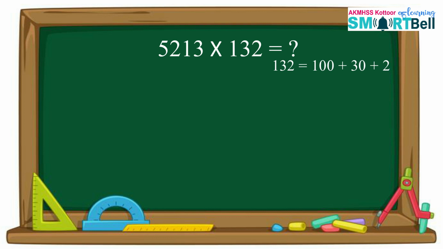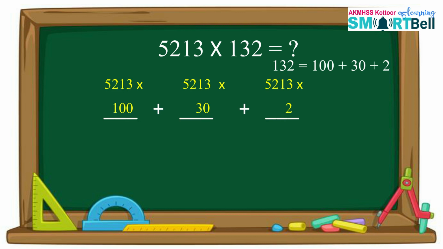So, to find the final answer, we just multiply 5213 with 100 plus 5213 with 30 plus 5213 with 2. How will you multiply 5213 with 100? Yeah, just add 2 zeros. 5213 into 100 is equal to 5,21,300.